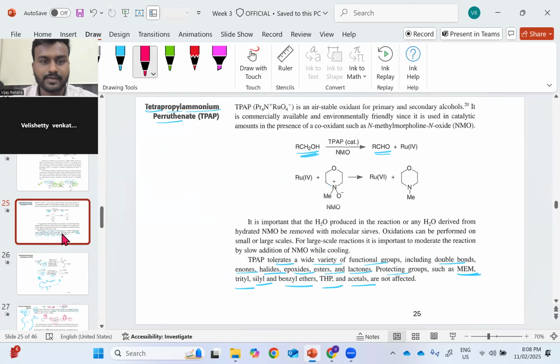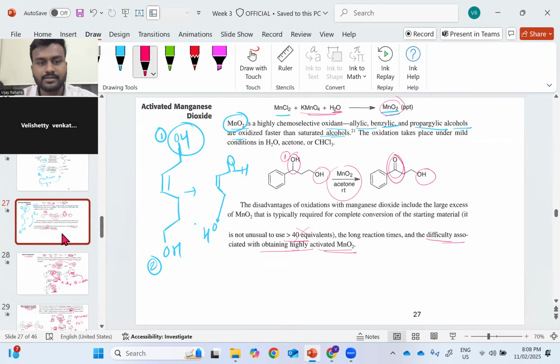Further, tetrapropylammonium perruthenate, TPAP, is a ruthenium-based reagent used for oxidation, and it tolerates a variety of functional groups including double bonds as well as enones and halides. Also, if our molecule has protecting groups like MEM, trityl, silyl, benzyl ether or THP, acetal, they are not affected in the reaction conditions of this TPAP oxidation, right?